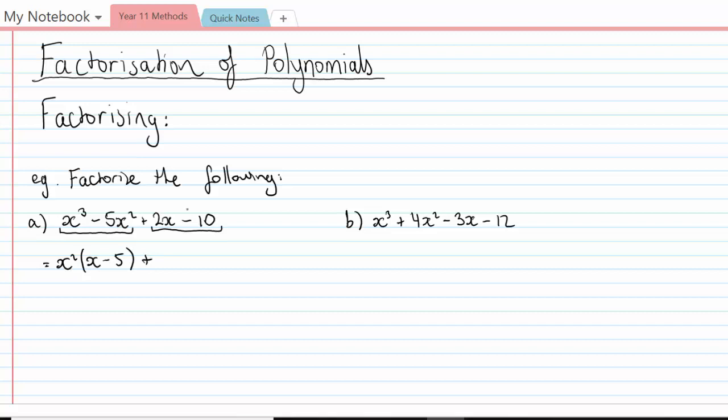From the second lot of two terms, I'm going to take out 2 as a common factor, which also leaves an x minus 5. So I can see now that there is a common factor of x minus 5. I can take that out, and that leaves x squared plus 2. And x squared plus 2 cannot be factorized any further because that is the sum of 2 squares.